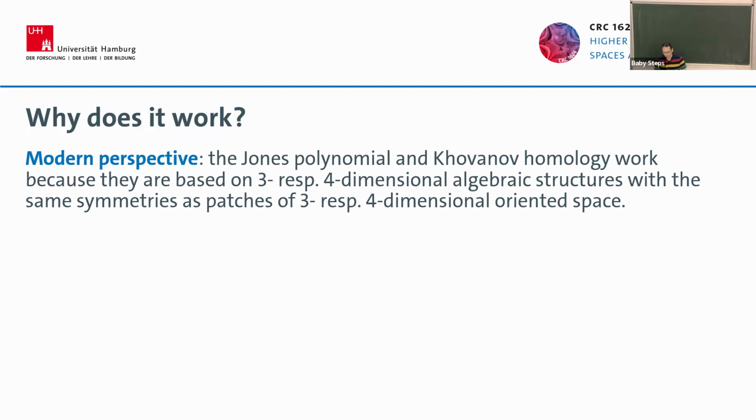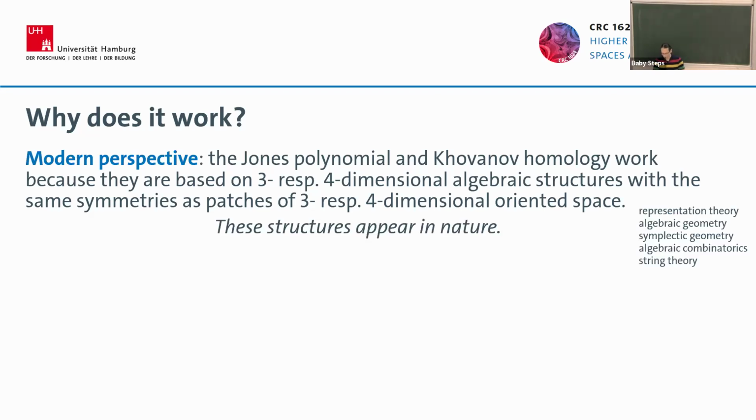And maybe a modern perspective would be to propose that the Jones polynomial and Khovanov homology work because they're based, or even constructed from certain 3- or 4-dimensional categorical structures, which enjoy the same symmetries as little patches of 3- and 4-dimensional space, or space-time. And such structures seem to appear in nature, and they appear in different parts of mathematics, which tries to model nature. So once one starts looking, these structures can be found in representation theory, in algebraic geometry, symplectic geometry, algebraic combinatorics, and in certain parts of string theory.